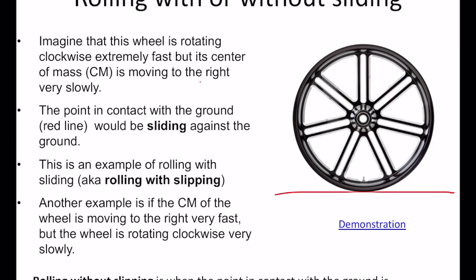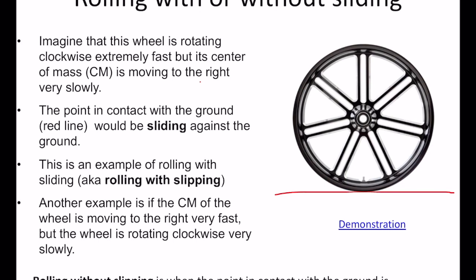So what would be going on at the bottom of the wheel where it's touching the road? Clearly, the wheel will be scraping against the road, right? There would be relative motion between the bottom of the wheel and the road, right? And so there would be some kinetic friction between the bottom of the wheel and the road, right? So the point in contact with the ground would be sliding against the ground. That's the most important thing to realize in this case. And this is an example of rolling with sliding.